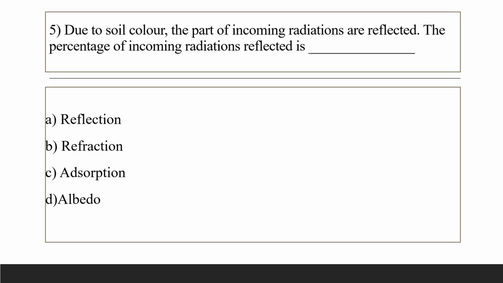Due to soil color, part of the incoming radiation is reflected. The percentage of incoming radiation reflected is. Incoming radiation is reflected by the size and shape of leaves, height of plant, and soil color, which makes the climate of the plant humid and attracts insects and pests. So the percentage of incoming radiation reflected is albedo. The answer is option D.